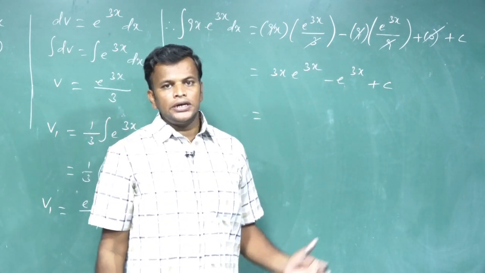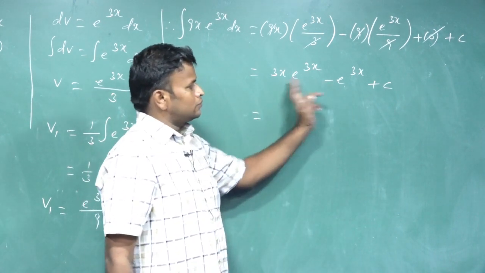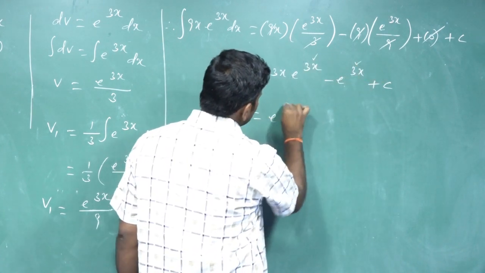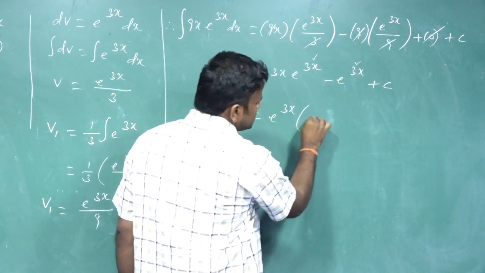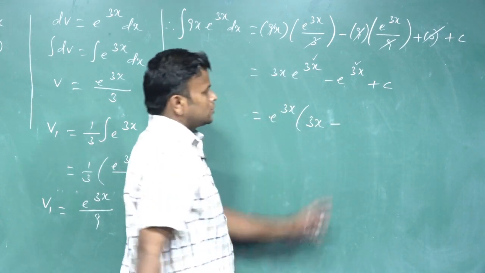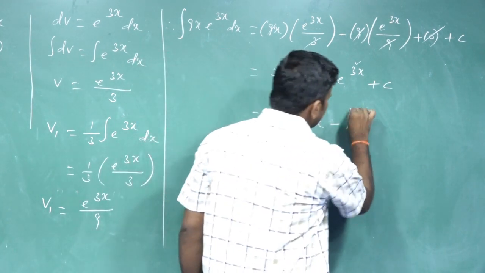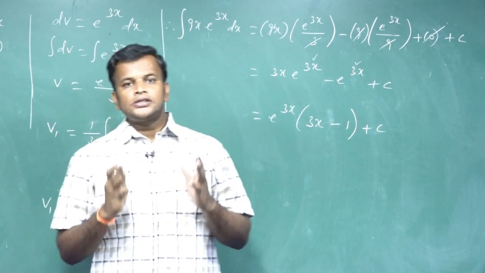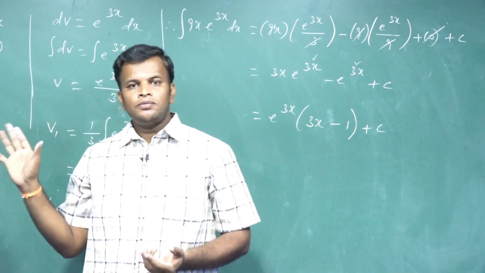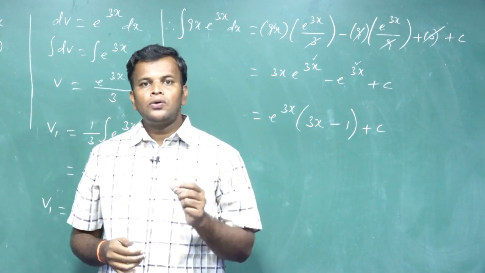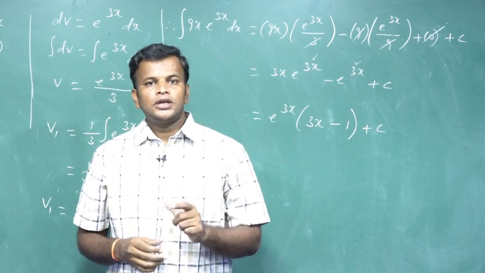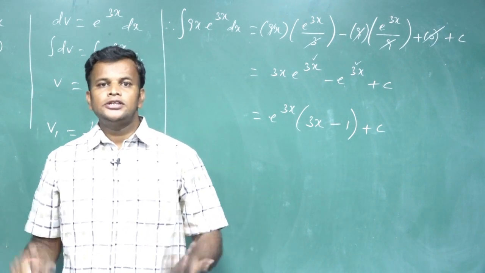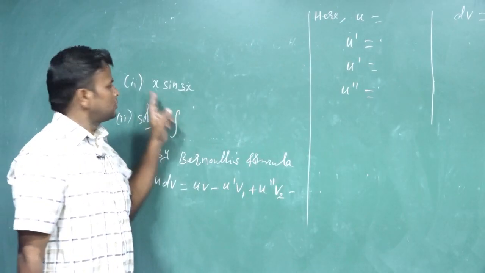But in our simplification, do you have any idea? You see in both the terms, which one is common? e power 3x. So we take e power 3x outside. The remaining first term is 3x minus, and the second term fully, 1, plus c. So it is the answer of the first one. We must understand that we are using the concept of Bernoulli's formula, u dv. Importantly, we take the value of u as some x power and all the remaining terms as dv. Now we do the second one.